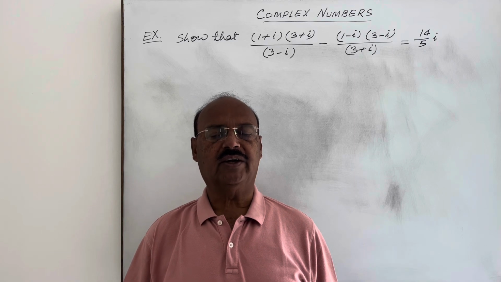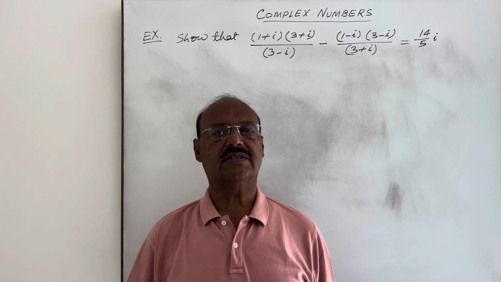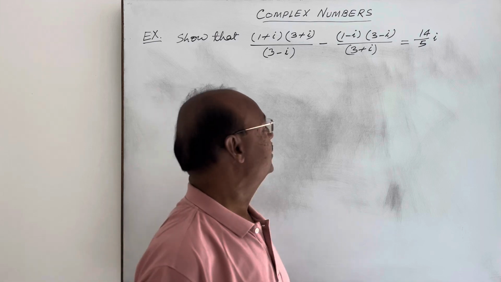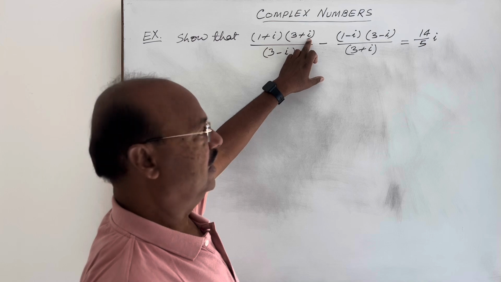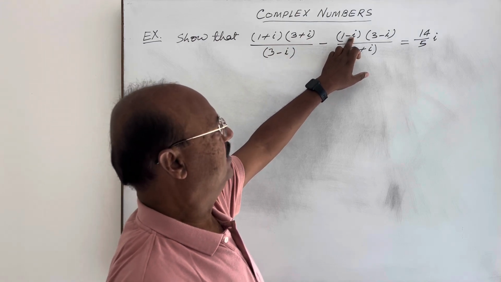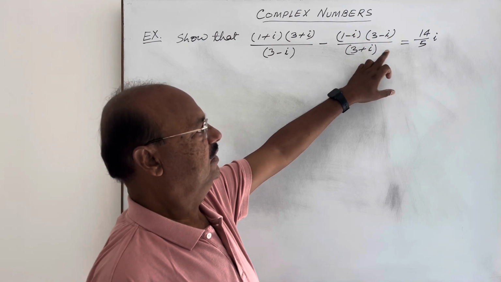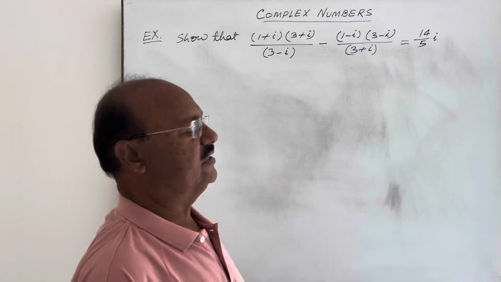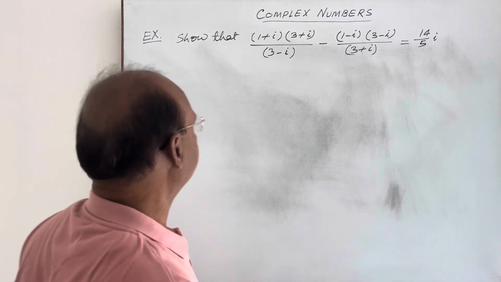Here we are discussing a question from the chapter complex number. Question is very interesting, very important. Here question is, show that (1 + i)(3 + i)/(3 − i) − (1 − i)(3 − i)/(3 + i) is equal to 14/5 i. So let us solve this question. We have to simplify the left hand side here.